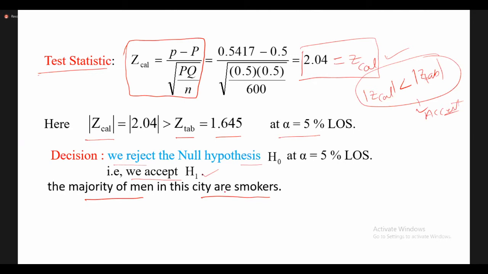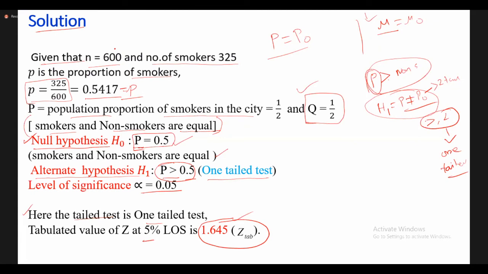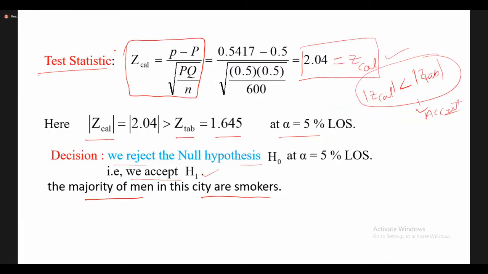I hope all of you understood this. That's why testing of hypothesis is easy if you understand the concept. Only 5 steps; depending on the data, only the calculation part will change. Clear? Shall I move to the next problem?